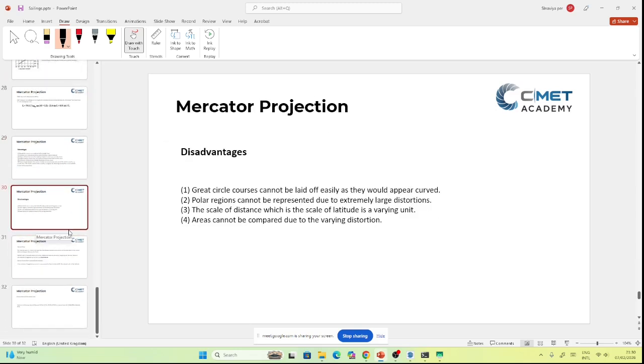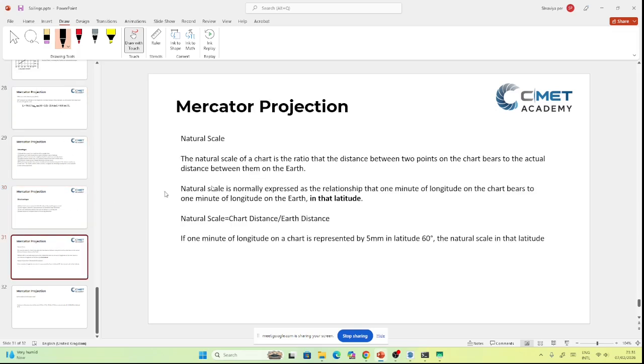That's why I wanted to do some chart work with you guys, because I'm sure you will pass your exam, but that does not mean that you know navigation, right? Anyway, so now let's look at the Mercator projection natural scale, right? So in the chart, I'm sure you will see the scale of the chart, especially even in electronic navigational charts, or even in paper charts, you will see a scale, right?